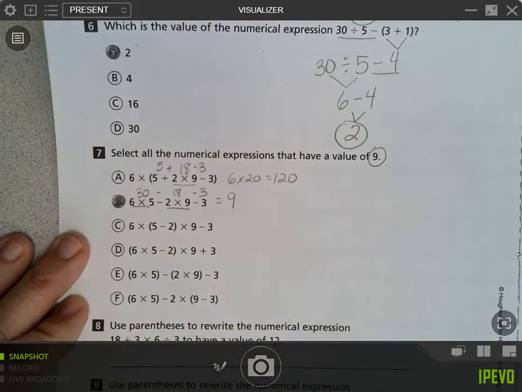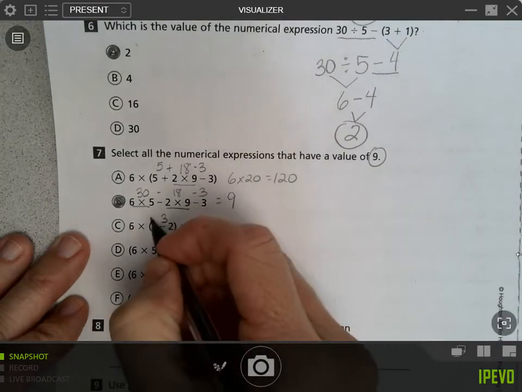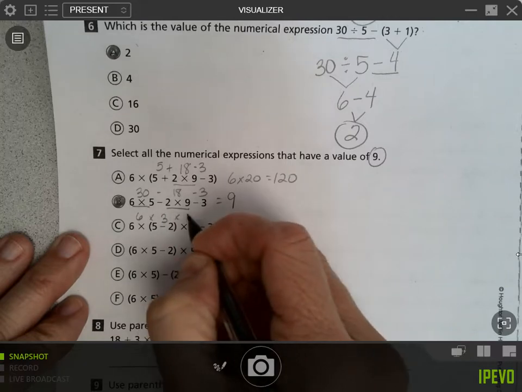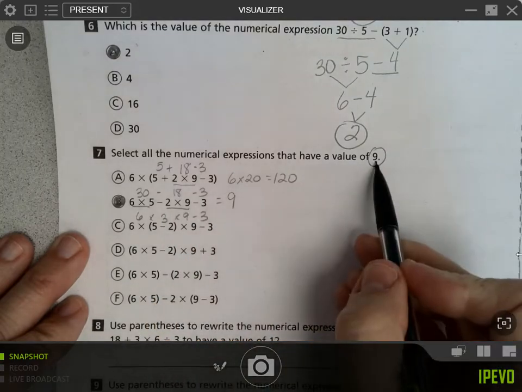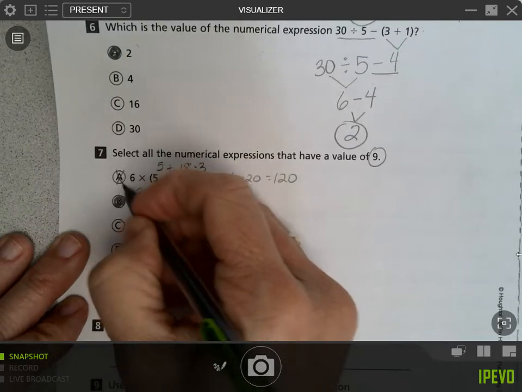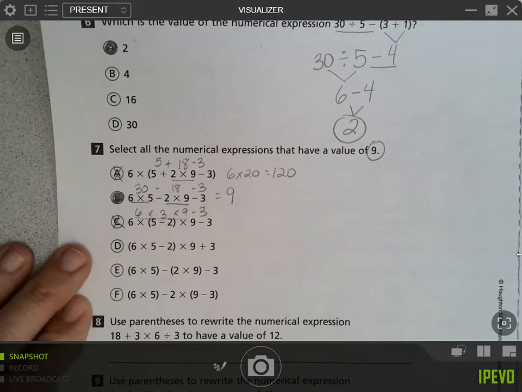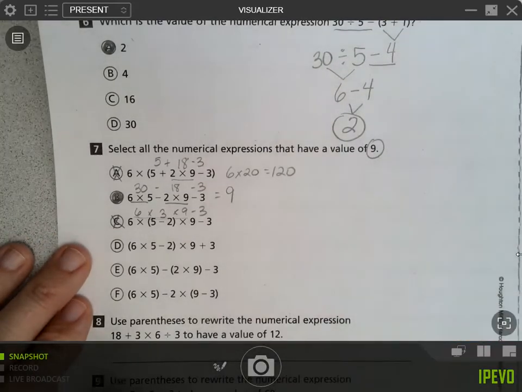All right, let's look at letter C. In the parentheses, 5 minus 2 is 3. We have times 6 times 9 minus 3. If I'm going for a value of 9 and I have all of this multiplying, I don't think that's going to be a good choice. I'm going to stop right there. I'm not going to do all that multiplying knowing that I'm looking for a value of 9.